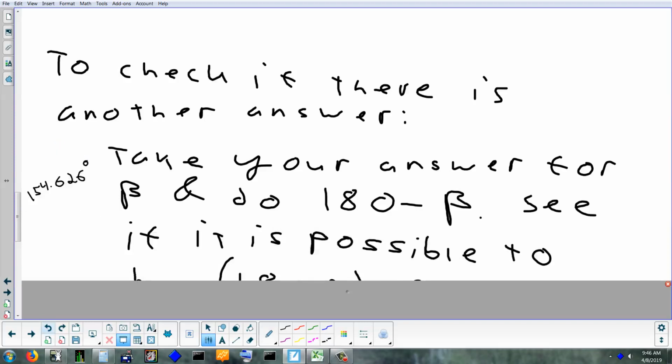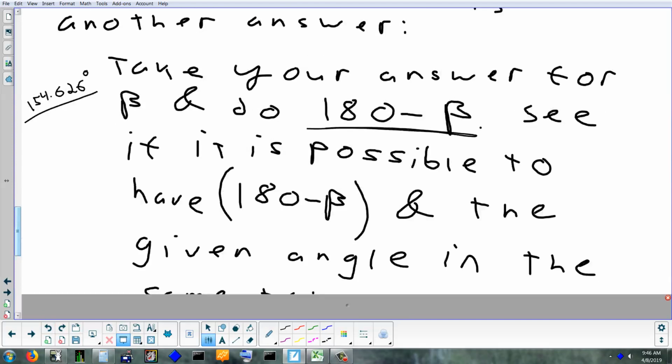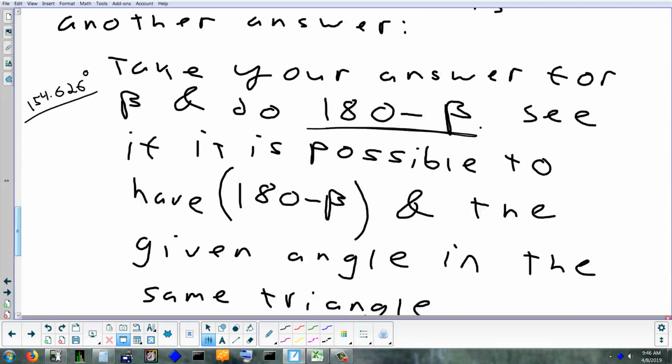What you have to do now is, after you do this calculation, see if it's possible to have the angle you just found, 154.626, and the angle that they gave you to start with in the same triangle. Now, when I say see if it's possible, what's the rule about angles in a triangle?